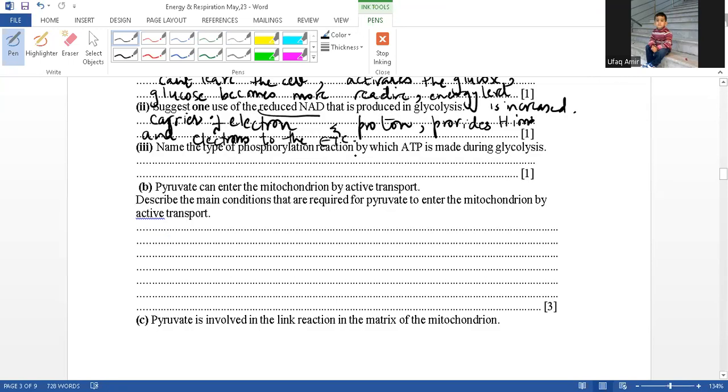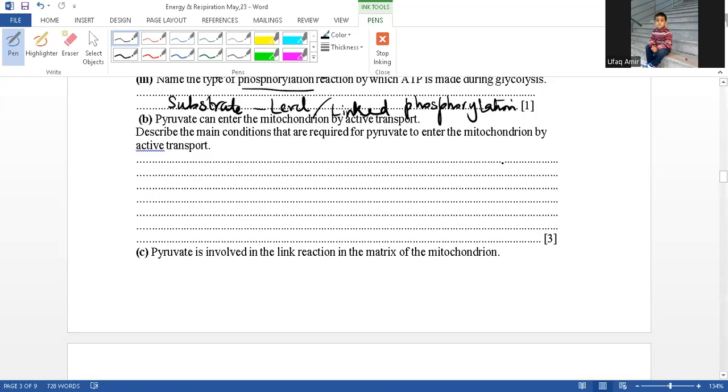Okay. Now name the type of phosphorylation reaction by which ATP is made during glycolysis. Can you tell me which type of phosphorylation this is? Substrate level phosphorylation. Excellent, very good. You can also call it substrate linked phosphorylation, because in this no oxygen is involved and no ATP synthase is involved. One substrate is broken down, and from that substrate phosphate is added to ADP to make ATP.